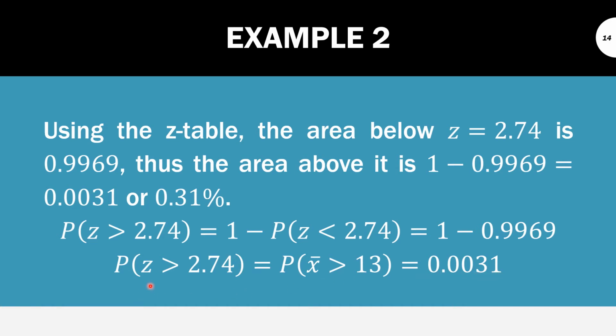And since these two probabilities are equal, it goes to show that the probability that 20 randomly selected men, their mean time in taking a shower will exceed 13 minutes is 0.0031.